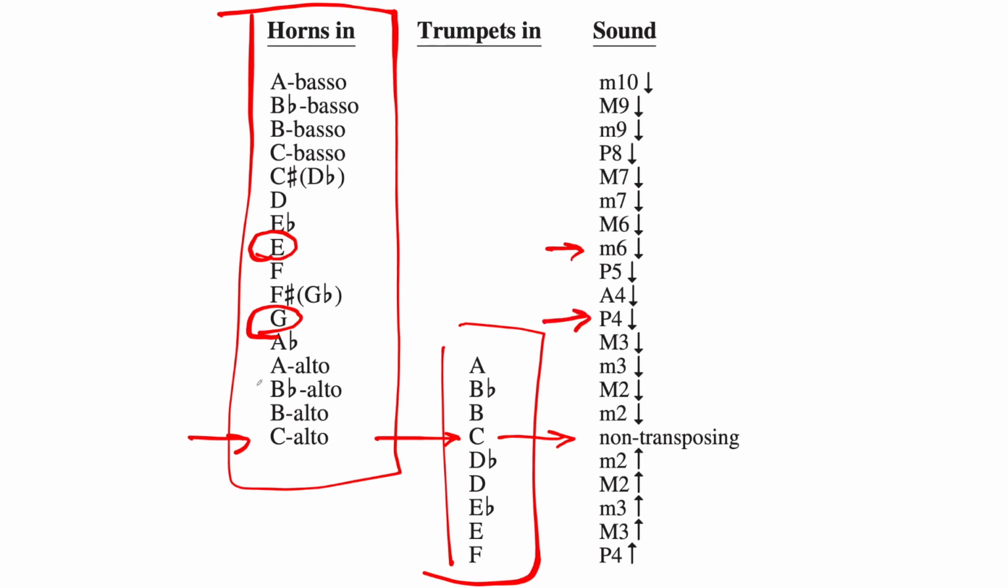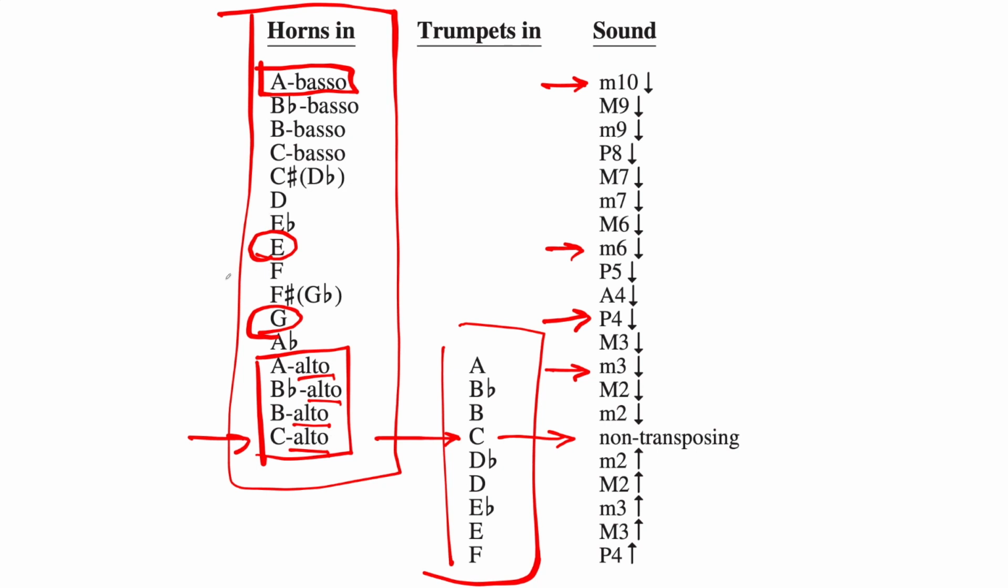And some instruments are represented twice. For example, A. If you see A alto, it will sound a minor third down. But if you see A basso, it will sound a minor tenth lower. That means for these four instruments, this indication also has to be given.